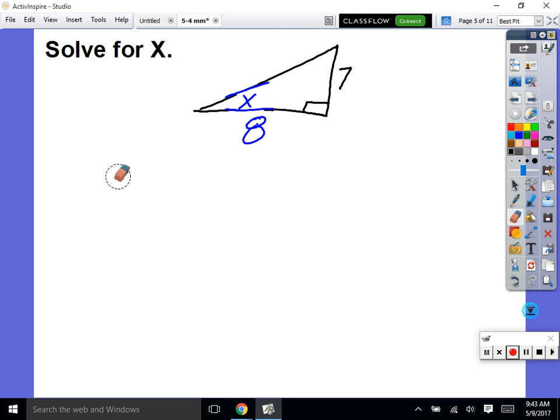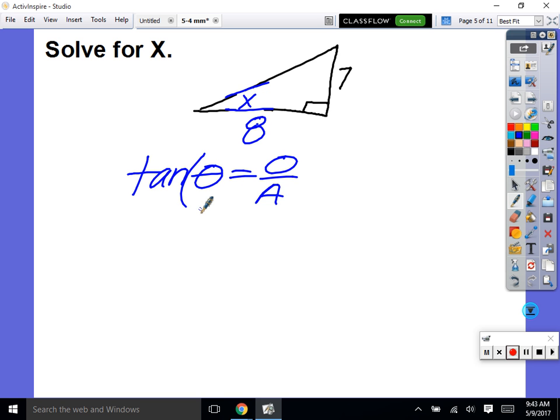My true statement in this one, every time you do the same thing, you set up a true statement. So tangent of theta is opposite over adjacent. Put in everything you know. Do we know theta? Well, it's x, isn't it? Our opposite side is 7, the bottom's 8.